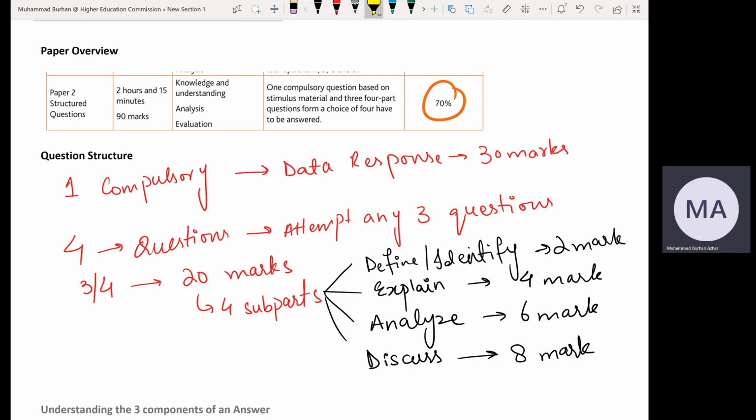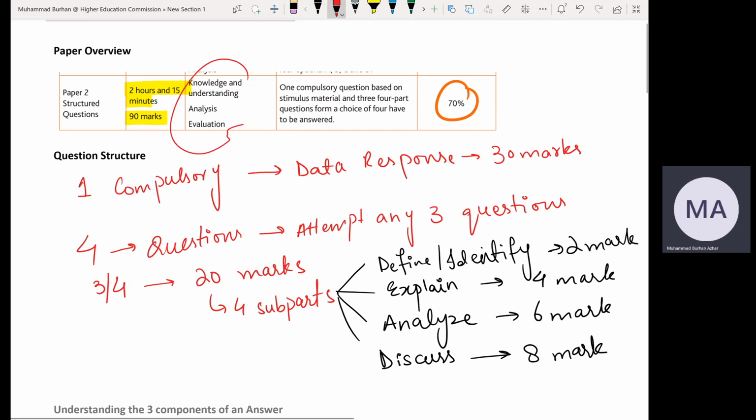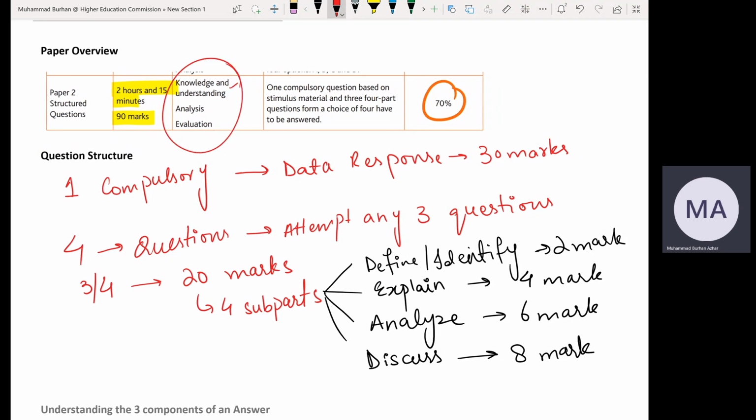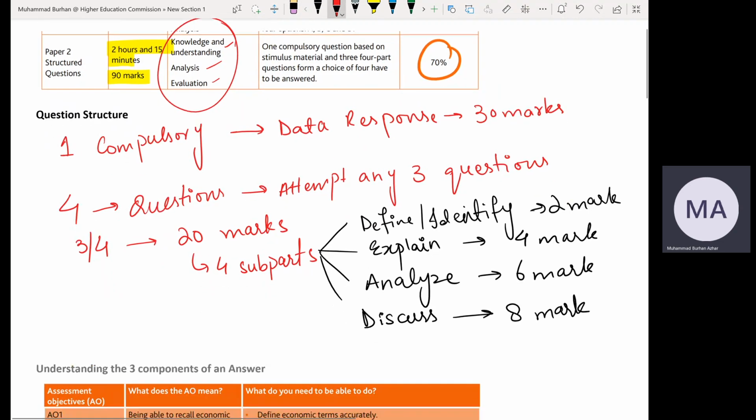किस तरह आता है. The time you will be allowed would be 2 hours and 15 minutes, and the total marks would be 90. 60 marks for section 2, section B, and 30 marks for section 1. ठीक है? And you will be tested on 3 area assessment objectives, that is knowledge, analysis, and evaluation. We'll see के let's see कि ये होते क्या हैं.